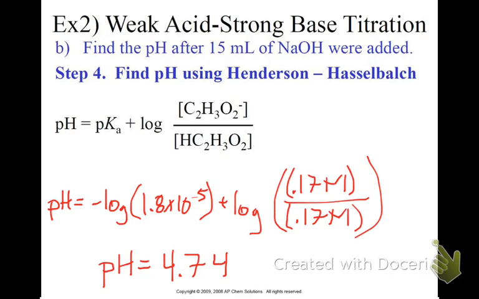So you see how buffers can be formed accidentally just by doing a strong acid, strong base, weak acid titration. And that will affect our calculations, and you need to be able to recognize when that buffer is formed. Alright, let's take a look at the next step in line.